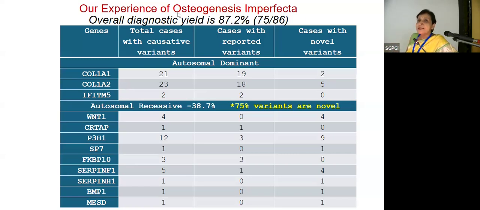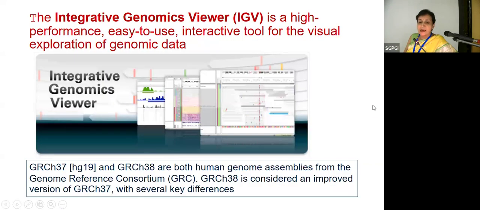So how do we decide whether it is causing disease or not? Because the reference genome that we have, the databases have very little representation of Asians and Indians. So naturally, this is a challenge.